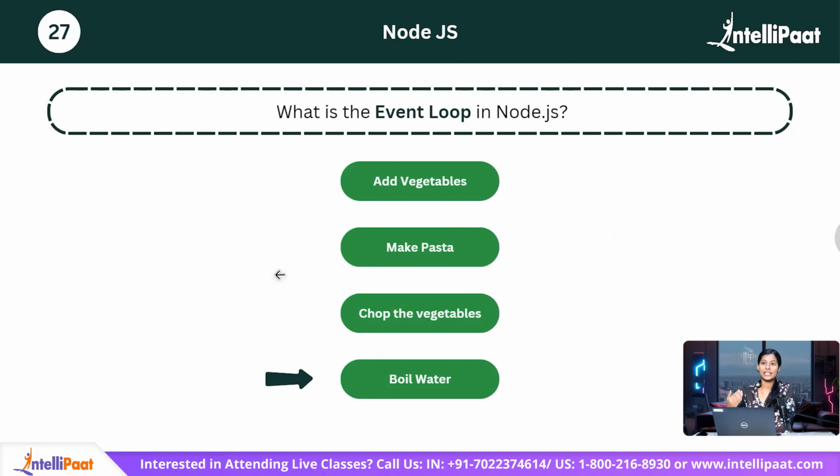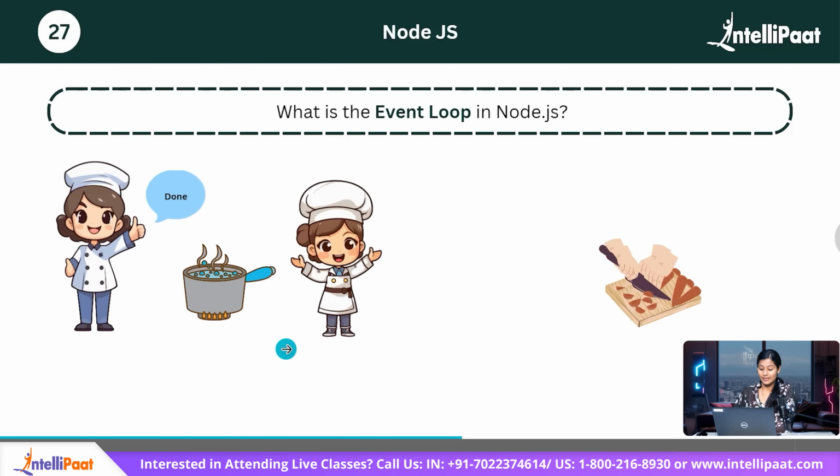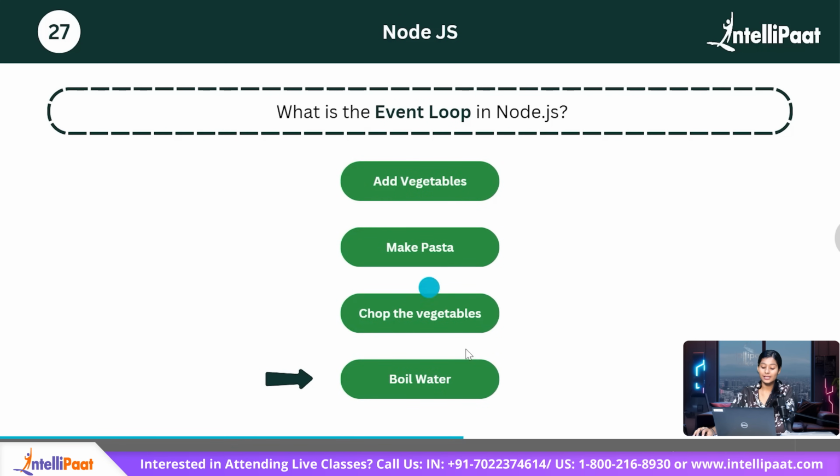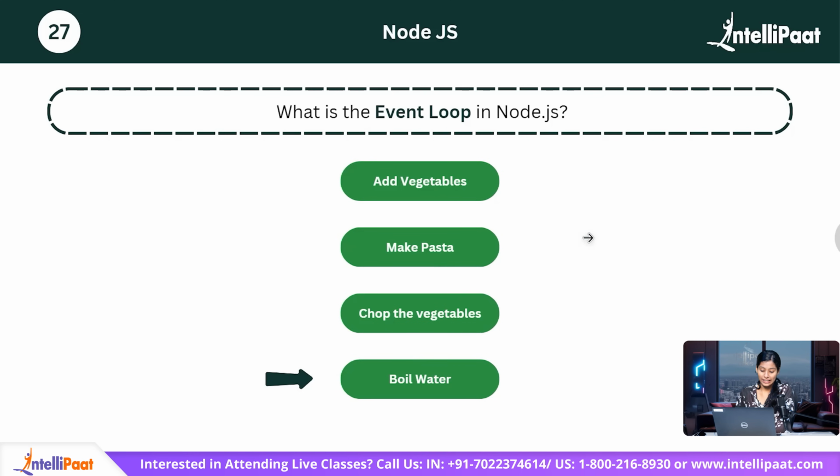So the event loop is basically a particular cycle, and this little arrow over here is the assistant, and this is the task that needs to get done, and these are the tasks that are happening in the background. So it keeps on checking: the water is getting boiled, is it done? The vegetables are getting chopped, is it done? Making pasta, is it done? Adding vegetables, is it done? And it is a whole loop.